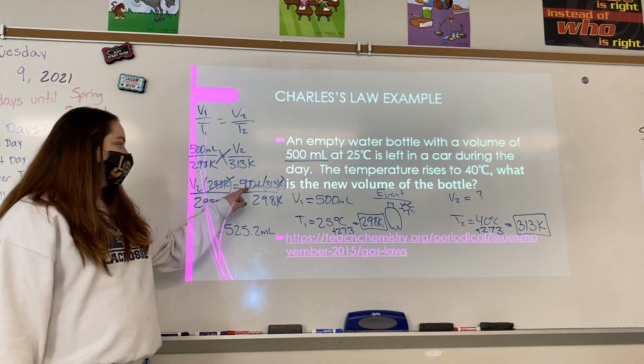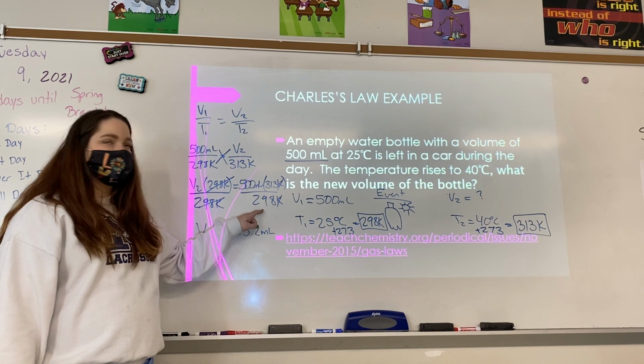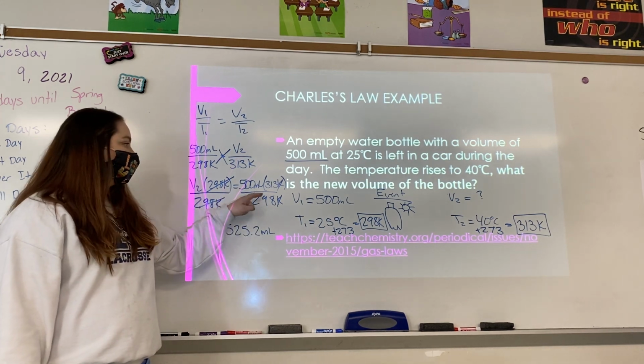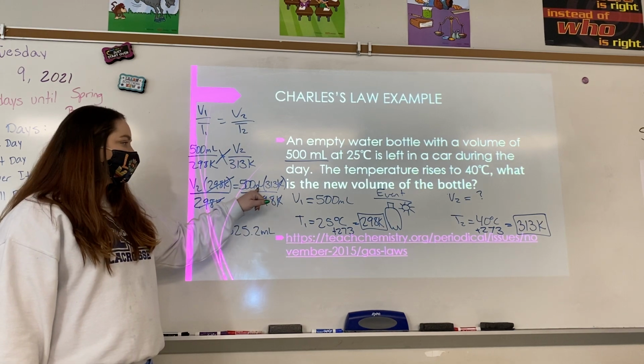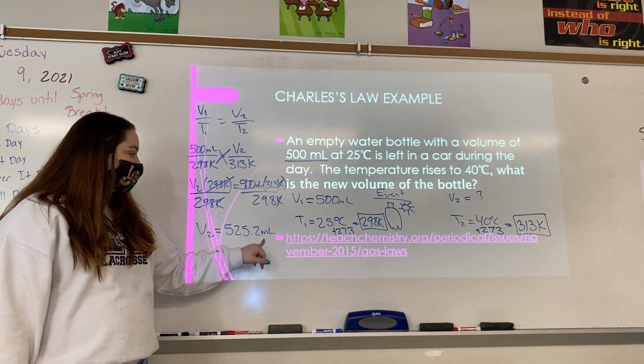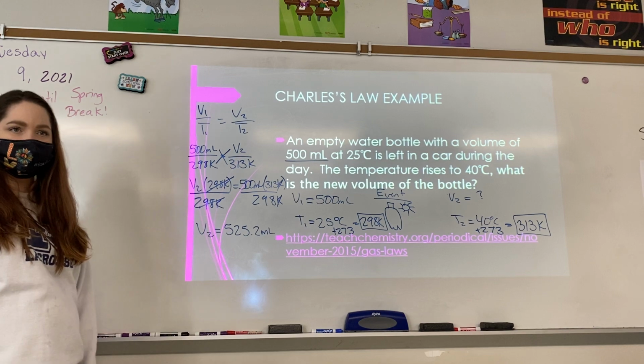525.2. So 500 times 313 divided by 298. And then because my units of Kelvin cancel out, my units that are left over are my milliliters. So I have 525.2 milliliters left over.